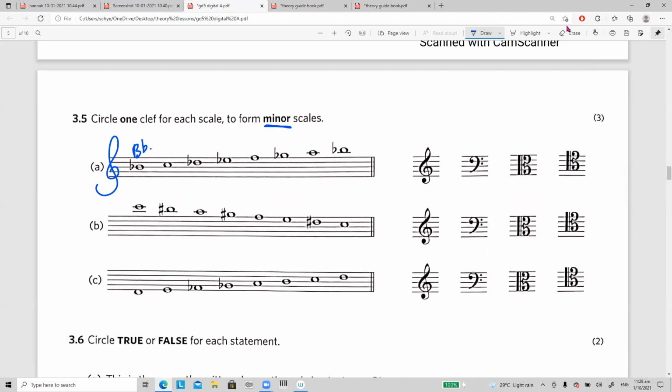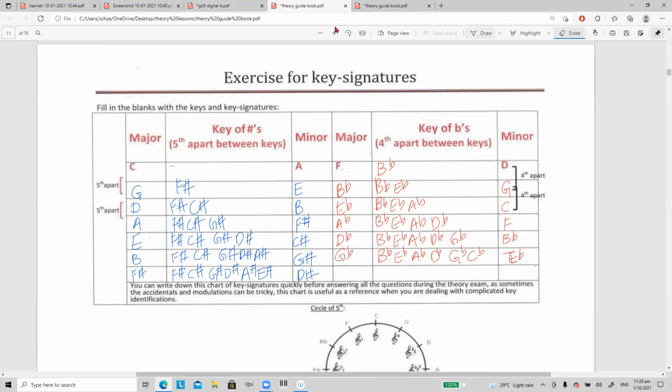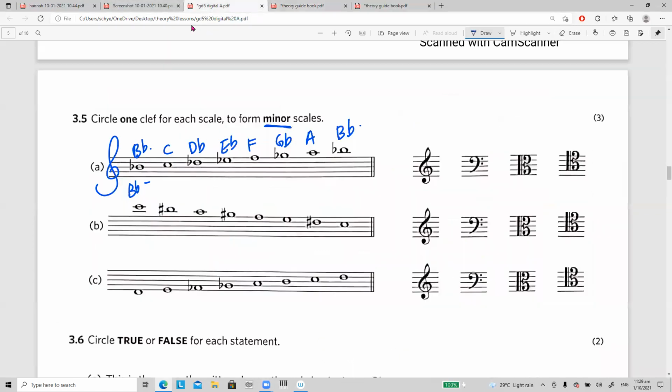B flat, C, D flat, E flat, F, G flat, A, B flat. So in B flat minor, how many flats do we have? B flat minor is here. We should have 5 flats: B, E, A, D, G. 5 flats: B flat, E flat, A flat, D flat, and G flat. If this is harmonic form, you should raise the 7th note.